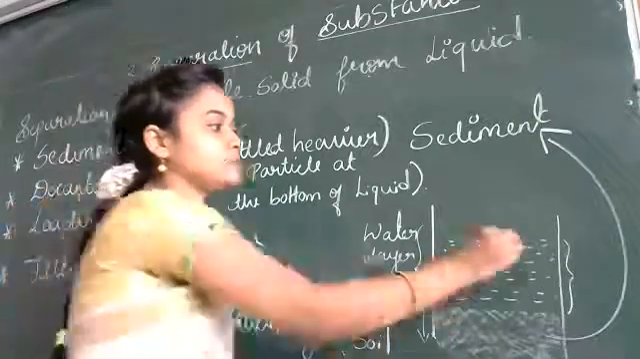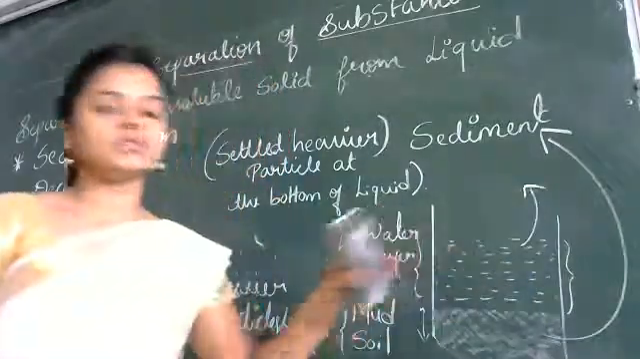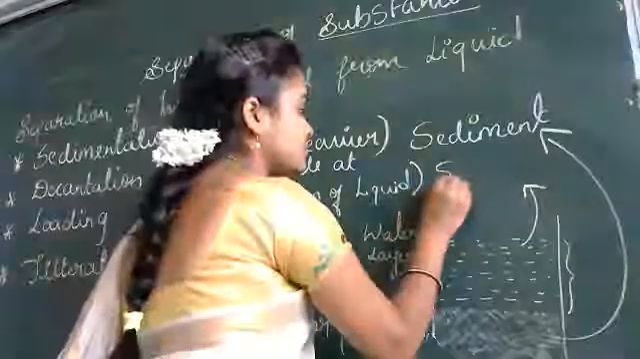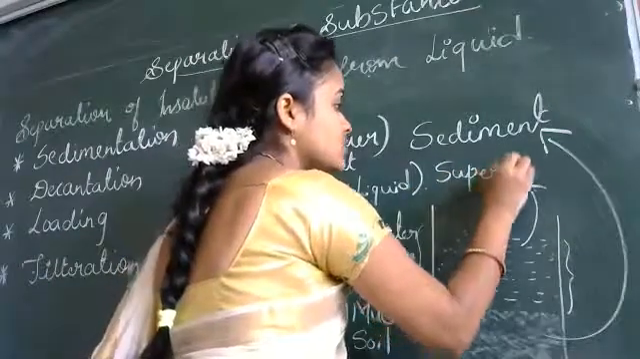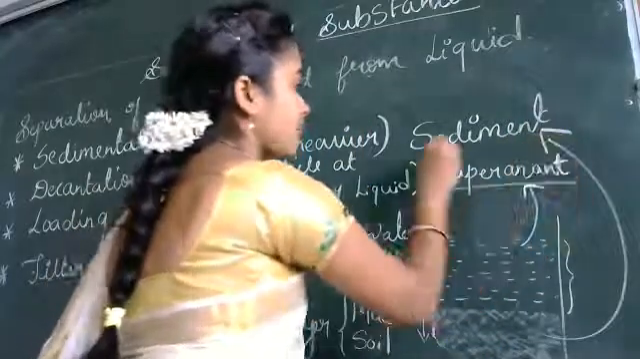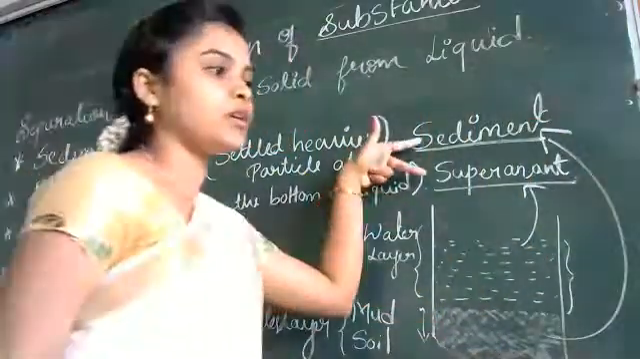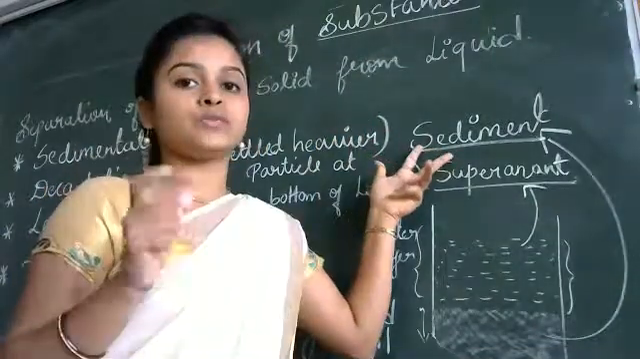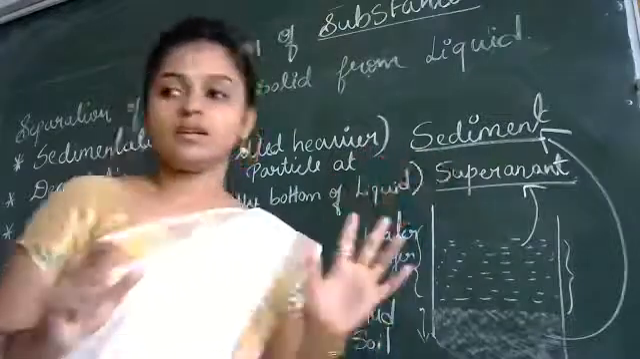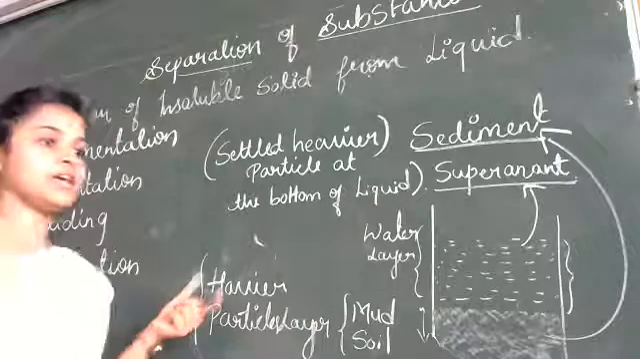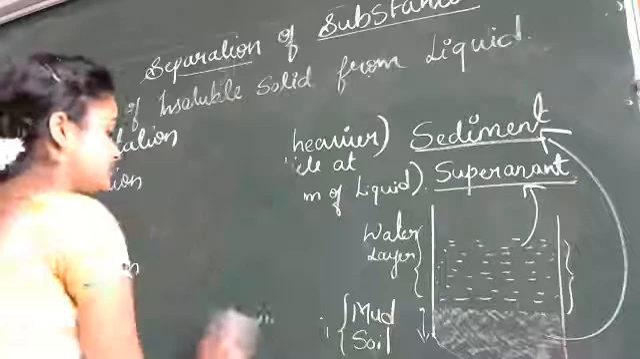Now what is this water called? This water is called supernatant. These are two important words that we should remember. Understood what is meant by sedimentation? Or shall I explain once again? No.